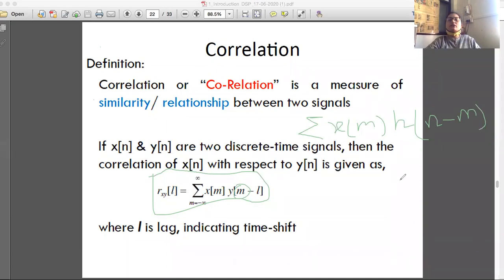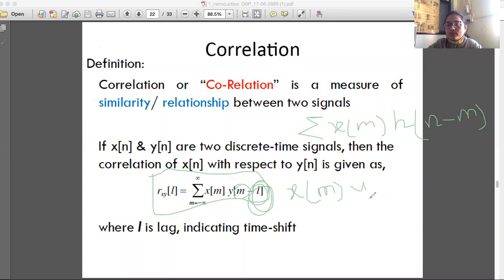Now let us take a look at this. Here if I substitute the value of n equal to 0, what am I getting? x of m into h of minus m. H of minus m represents a folding operation. Whereas in the correlation, if I substitute L equal to 0, what output am I getting? x of m into y of m.